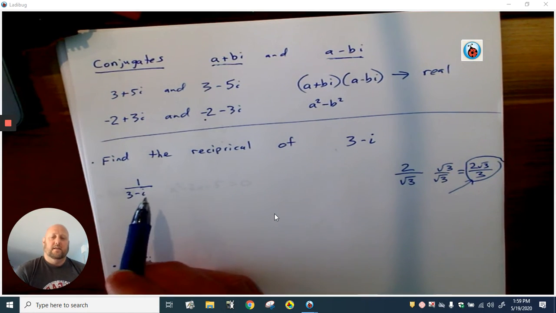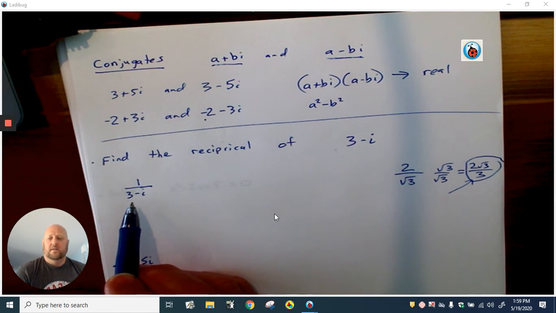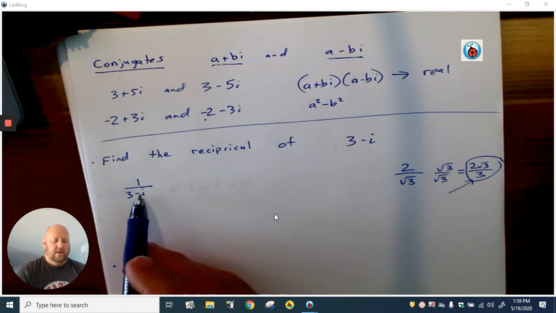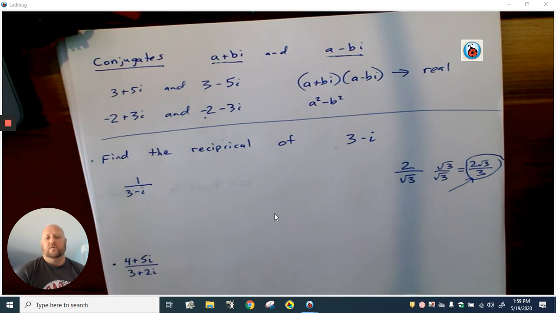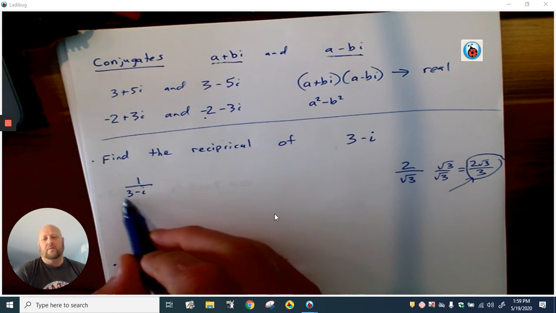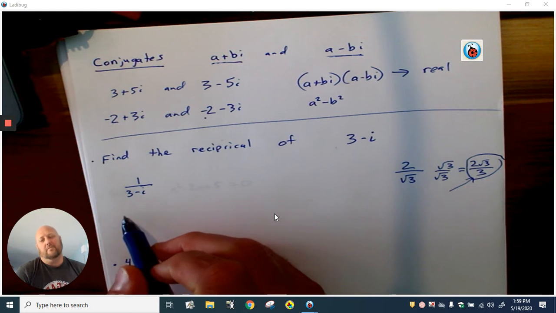Well, the idea here with imaginary numbers is kind of the same thing. We don't want an imaginary number in our denominator. So what I call it is realize the denominator. So we're going to make that denominator a real number, okay? Kind of a fun way to say it.